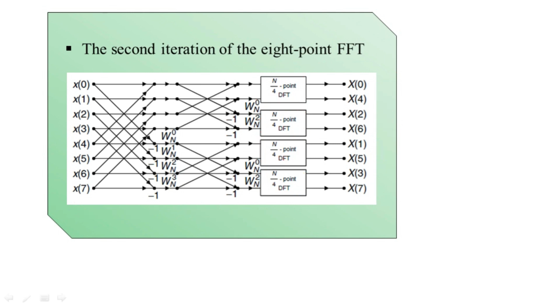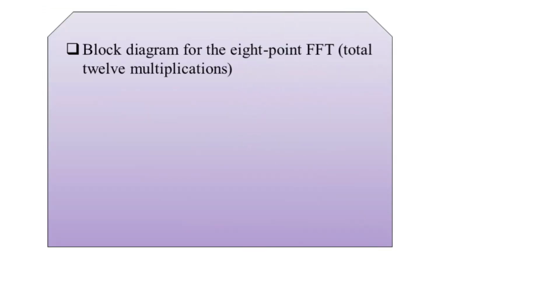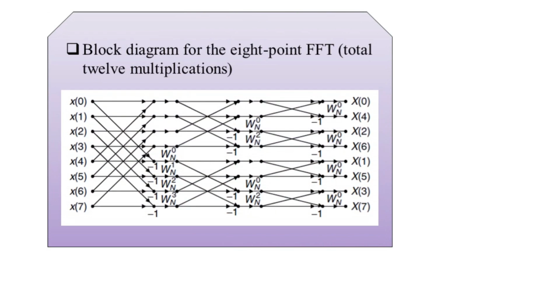Now in general, the block diagram representation for the 8-point fast Fourier transformation having the total 12 multiplications can be shown in this particular form. So here the inputs are the same, that is x of 0 small casing, x of 1, x of 2, x of 3, x of 4, x of 5, x of 6, x of 7. On the output side, here we have capital X of 0, capital X of 4, capital X of 2, capital X of 6, capital X of 1, capital X of 5, capital X of 3, capital X of 7 here.